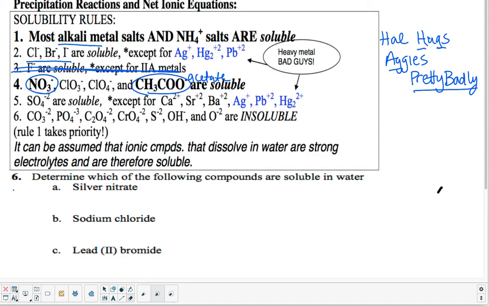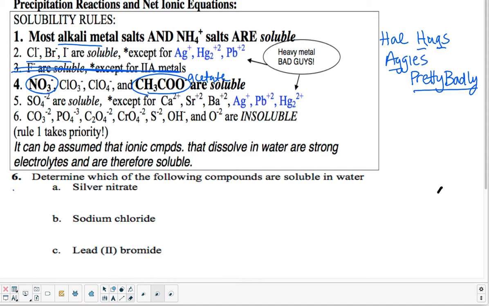We do have a picture of Hal. Hal is right there. Hal's kind of a hippie, and he's got an A&M helmet. He's hugging the A&M helmet. So Hal hugs Aggies pretty badly. He doesn't know how to hug them. So these are the things that are not soluble. All halogens are soluble except for, and we're talking about in salts, mercury, silver, and lead.